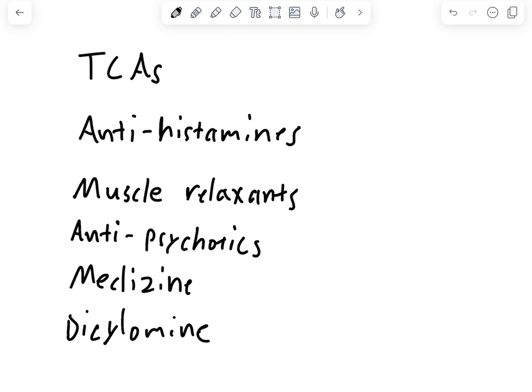I think in another video I can go into more depth about this, but again, we'll just keep it very simple here. So first of all, TCA, this is going to be your tricyclic antidepressants. So think your triptylines like amitriptyline, nortriptyline, etc. Next is going to be your antihistamines. So think about a patient with allergies.